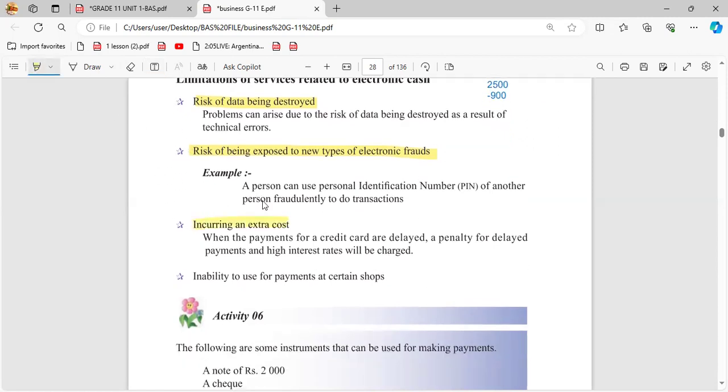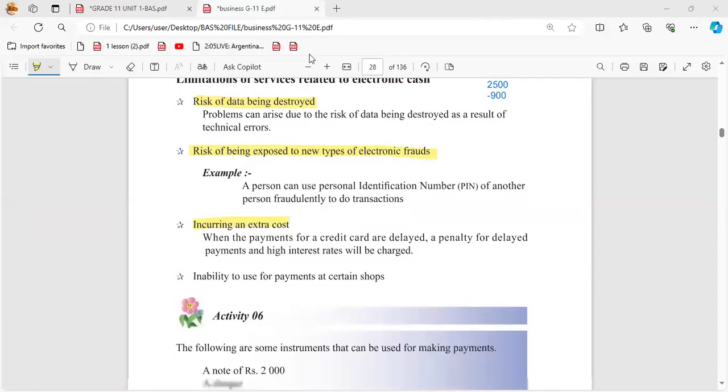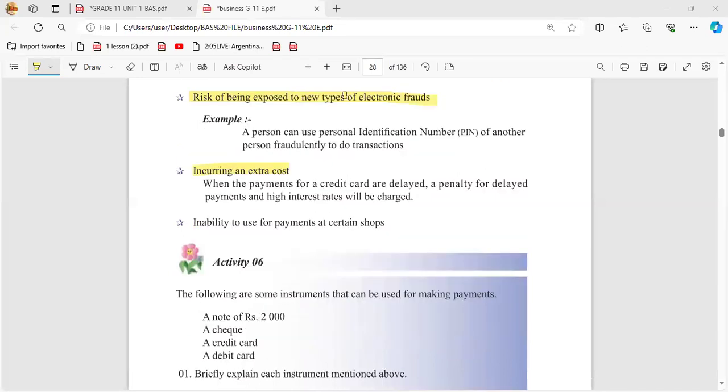You are using a credit card, you are getting this 200,000. But if you are unable to pay that 200,000 in that time period, say 35 days, you have to incur a higher cost. When you are getting your credit card, you are happy. But later, when these problems happen, when you are paying a very high penalty fee and high interest rate, and the inability to use it for payments at certain shops, right?